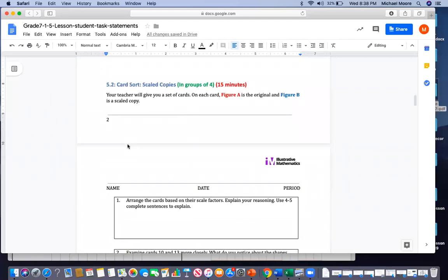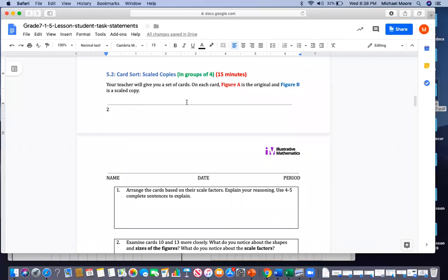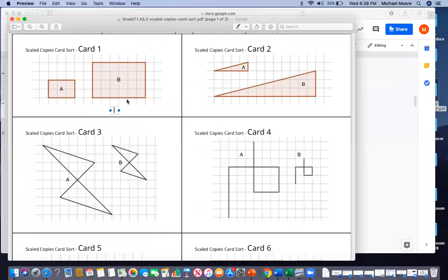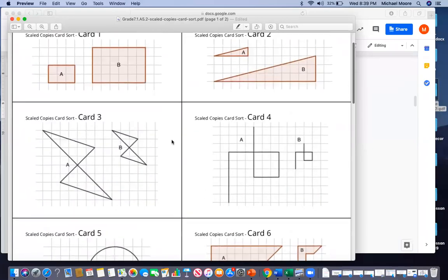So we were looking at scaled figures. In this activity, it says your teacher will give you a set of scale cards, in each figure, figure A is the original and figure B is the scaled copy. So again, giving us practice on multiplying our reciprocal fractions and practice scaling our smaller figure to a larger and a larger figure to a smaller, and back and forth. Okay, so this was an example of some of the figures we had to scale.